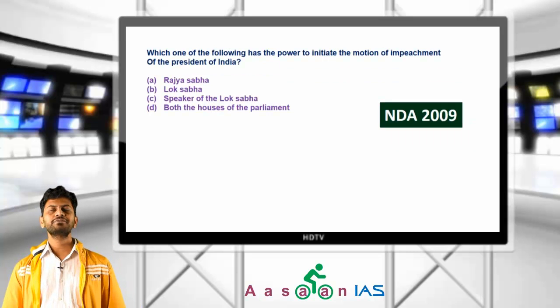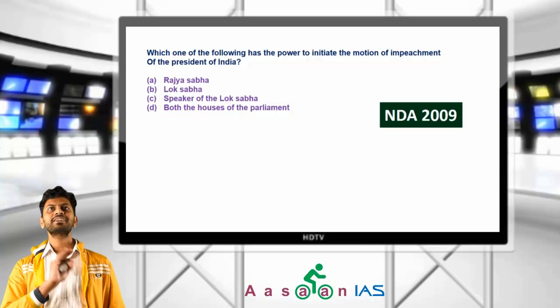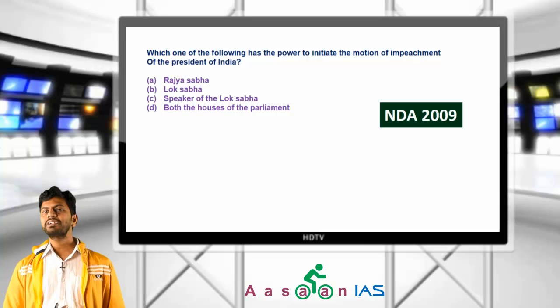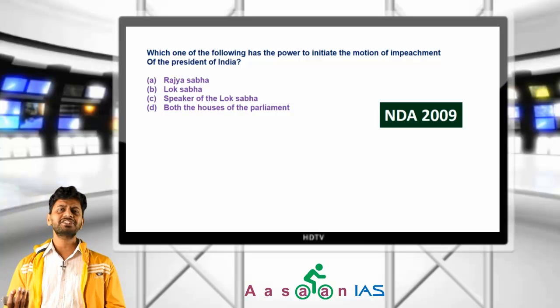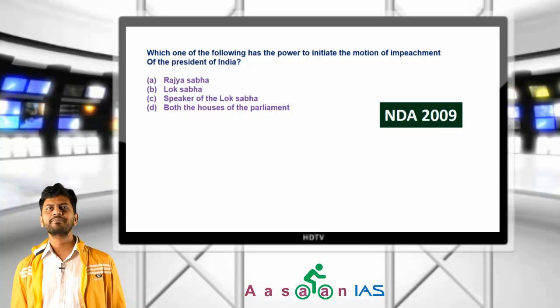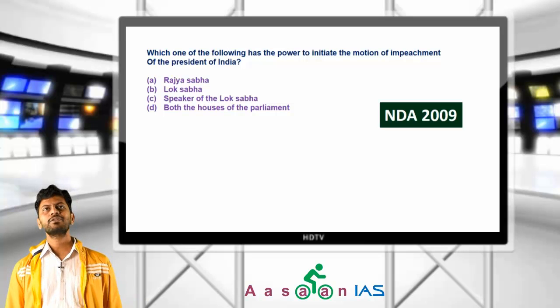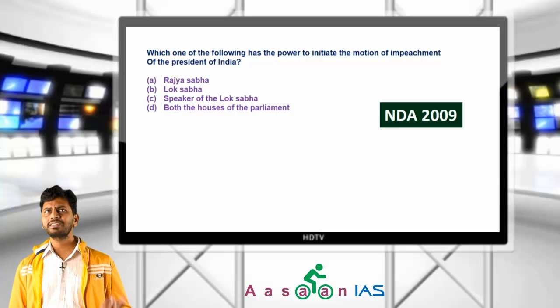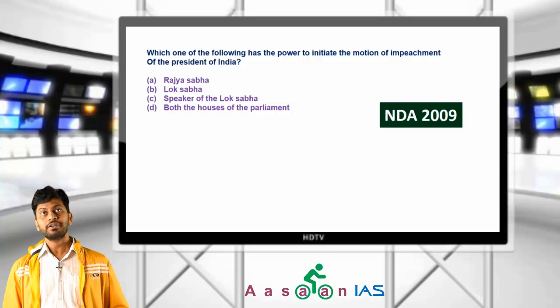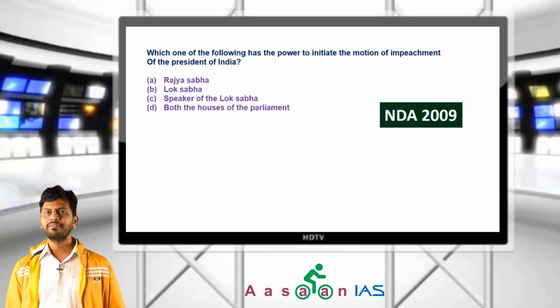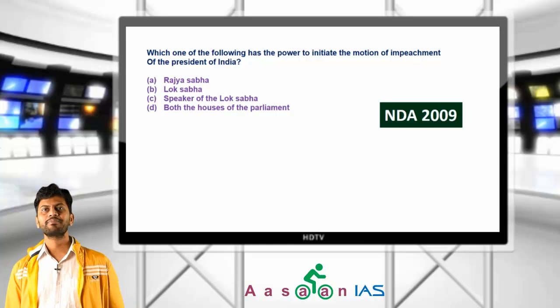Take another question. NDA 2009. Which one of the following has the power to initiate the motion of impeachment of the president of India? So प्रेसिडेंट ऑफ इंडिया को कौन इनिशिएट कर सकता है? It can be initiated in either house of the parliament. सो राज्यसभा यस, लोकसभा यस, कोई भी कर सकते हैं. सो बोथ द हाउसेस ऑफ द पार्लियामेंट इज करेक्ट. So it can be initiated in either house. नॉट दैट ओनली राज्यसभा, नॉट दैट ओनली लोकसभा, नॉट दैट ओनली स्पीकर कैन डू दैट. सो डी द आंसर. गेटिंग मी? वेरी बेसिक क्वेश्चन छोटी मोटी एग्जाम्स के लिए.